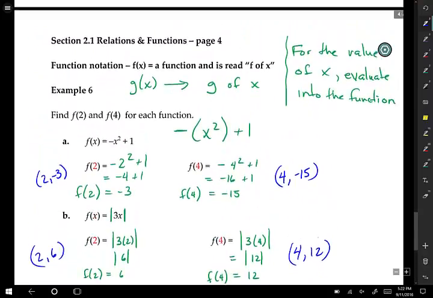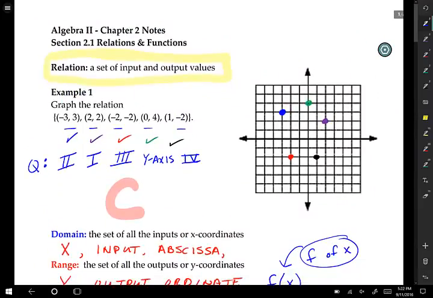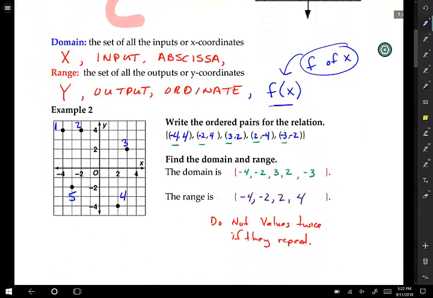Let's go back and take a look at our total part today and review very quickly before we wrap up. First of all, a relation is a set of input and output values. It could be listed as a table. It could be listed as a graph. Each of the points has an input and an output, an x and a y, an abscissa and an ordinate. The y value also could be talked about as f of x. We can graph ordered pairs of a relation on a graph.